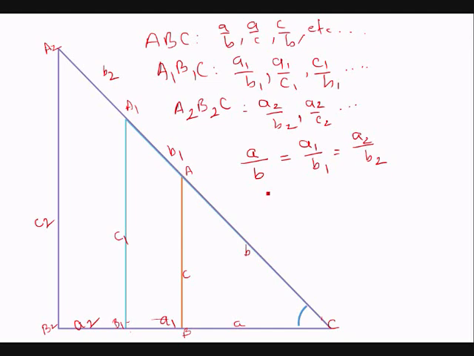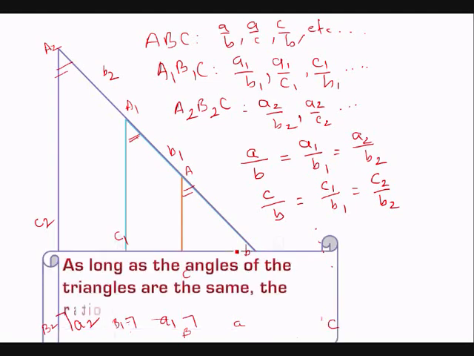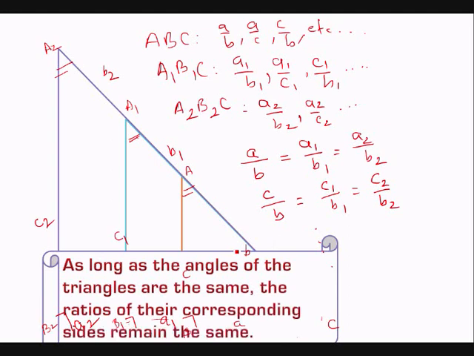One more ratio, I'll write it here. c over b will be the same as C1 over B1 will be the same as C2 over B2 and so on. Therefore, all 6 trigonometric ratios will be equal in all these 3 triangles. As long as the angles of the triangles are the same, the ratios of their corresponding sides remain the same. This means that for a particular angle, the ratios of the sides of the triangle will be the same.